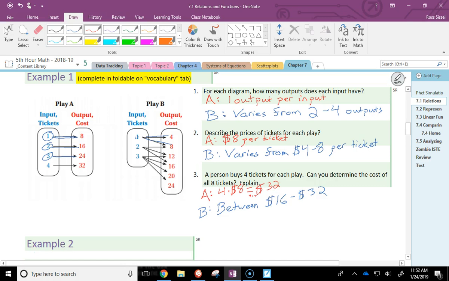Good catch, Molly. And what else? I think you were about to say, Molly. How else did we know it had to be 32? If we would have looked back at our mapping graph, 4 tickets was 32.